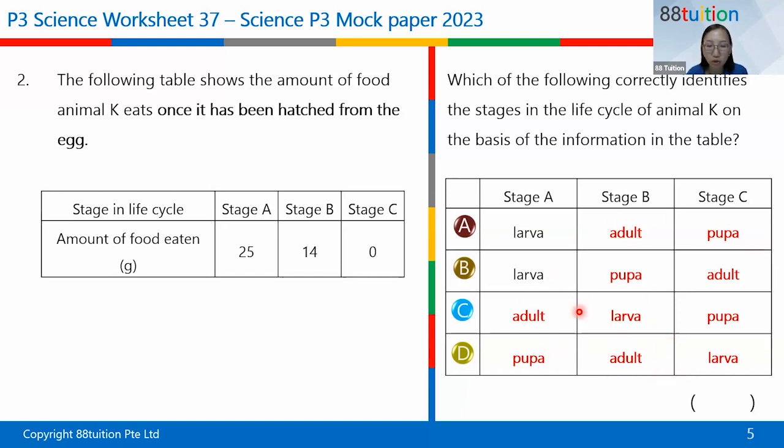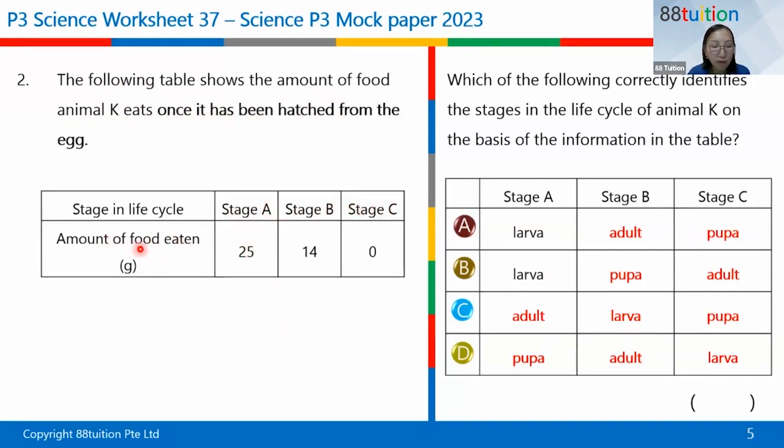All right, so let's do this question together. Okay, so this one, amount of food eaten at stage A. Basically, the following table shows the amount of food that animal K eats once animal K has been hatched from the egg. After hatching from the egg, then we start counting stage. There's 3 stages. I don't know which one comes first.